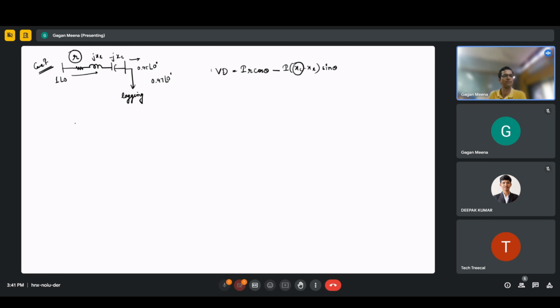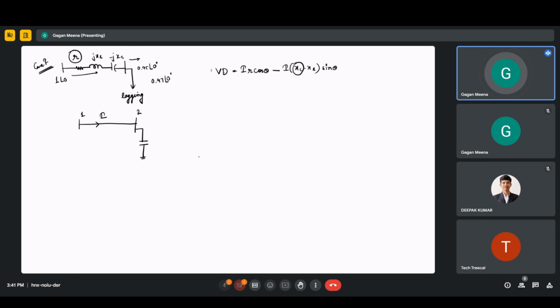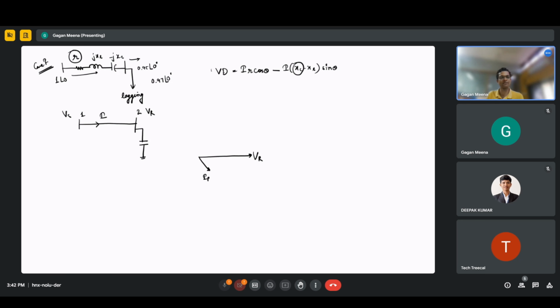Then, yeah, we're talking about the shunt capacitor. If you have a shunt capacitor here, between bus 1 and bus 2, let's say it's a lagging load. This is VR, this is VS, this is VR. It's a lagging load, so it is IR. This angle is theta. So this is R IR plus J I XL, and this becomes VS.